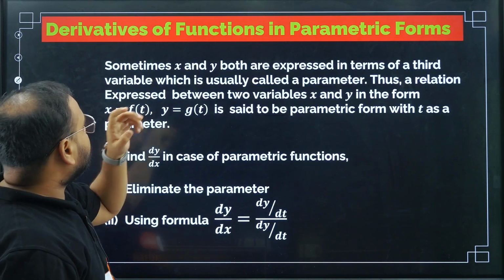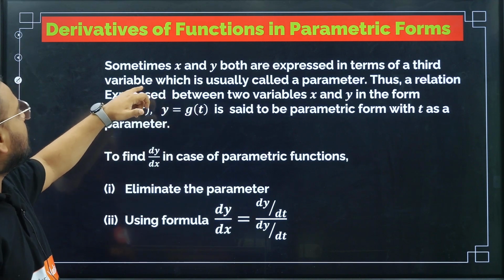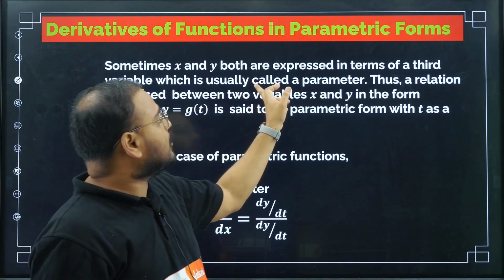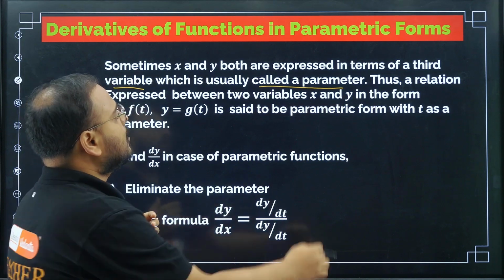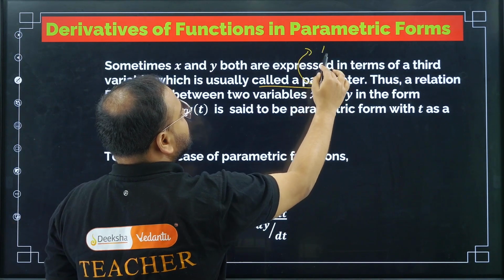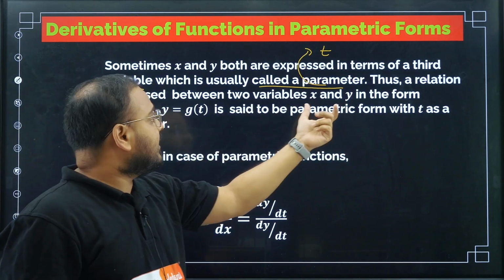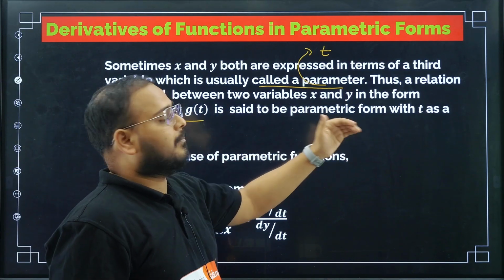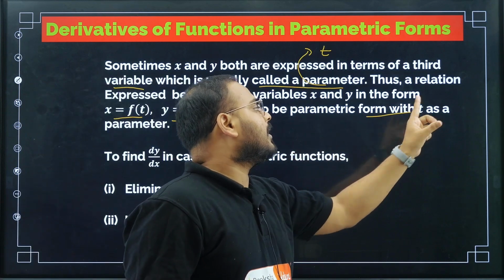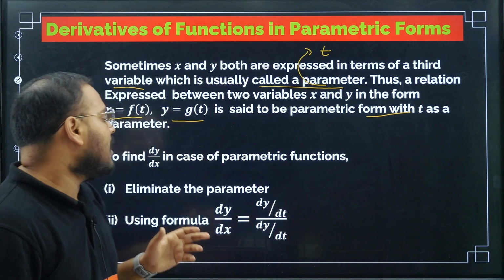Sometimes x and y both are expressed in terms of a third variable. I wrote the third variable as t, which is usually called a parameter. Parameter is the third variable, which is t in this case. Thus a relation expressed between two variables x and y in the form of x = f(t), y = g(t) is said to be parametric form with t. So whenever we have questions or functions given in this parametric form, how do we deal with it?